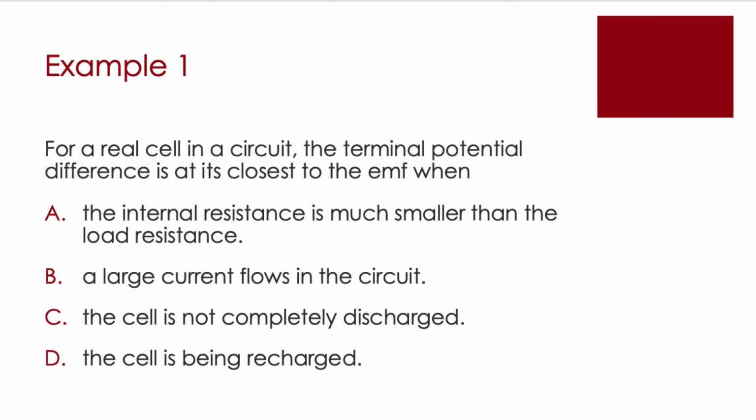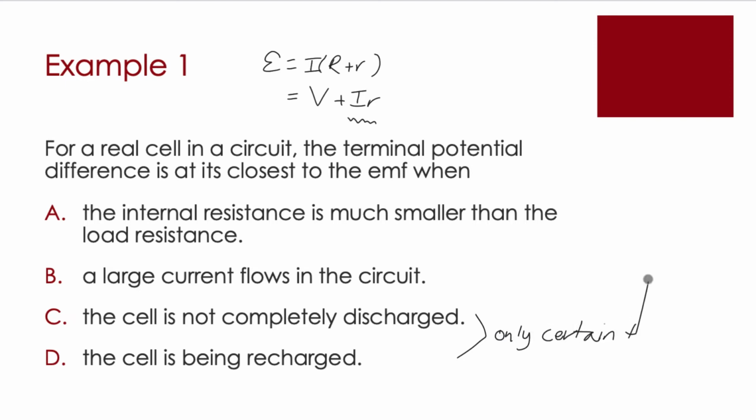Let's go through a few different examples here. In a real circuit, the terminal potential difference is closest to the EMF when... Let's start by writing our equation again. We expand that as the EMF equals the terminal voltage plus the current and the internal resistance. So what we're looking for is to reduce this factor right here. Let's talk about the last two. This is not always true with being charged and discharged. Only certain types are affected, so this is not a blanket statement we can say.